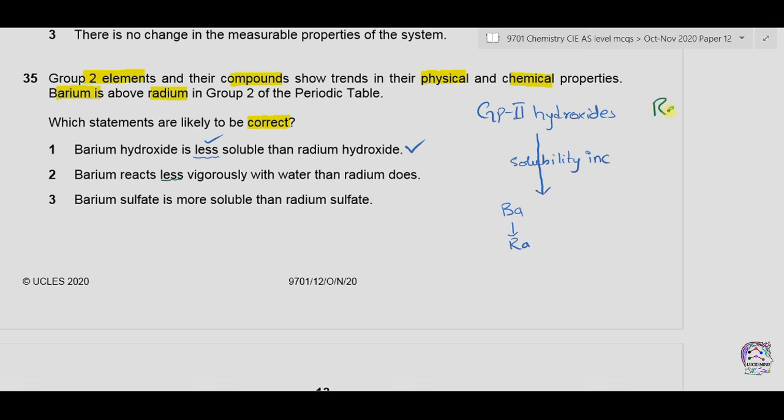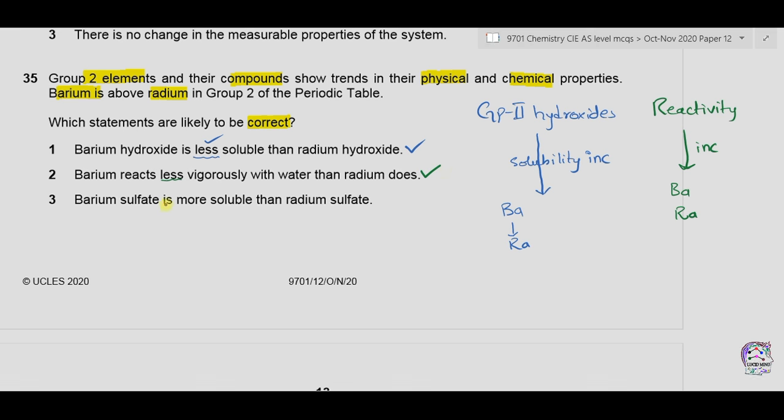Now the reactivity of group 2 metals also increases down the group. This is because electrons are easy to lose as the size of atom increases. So therefore radium is more reactive than barium. So option 2 is also correct.